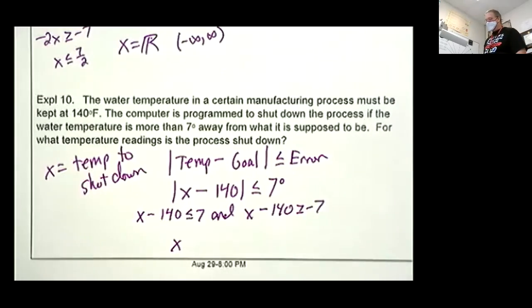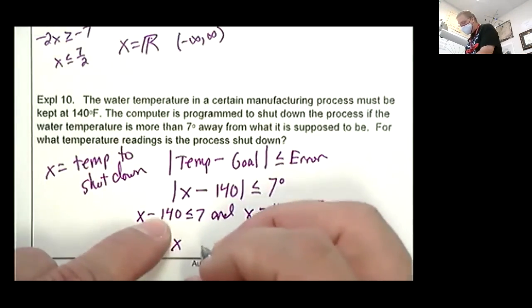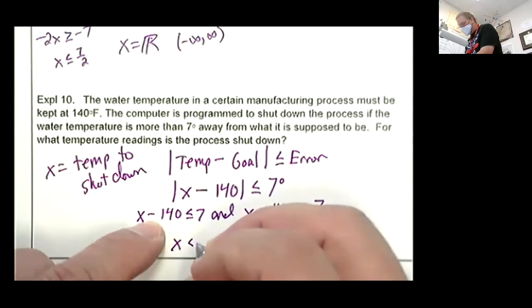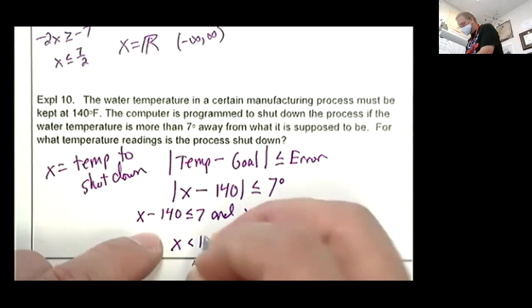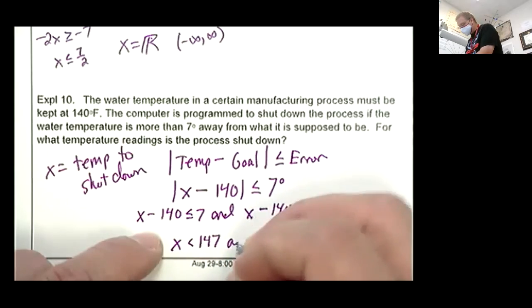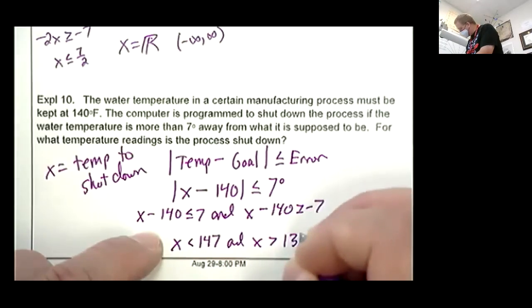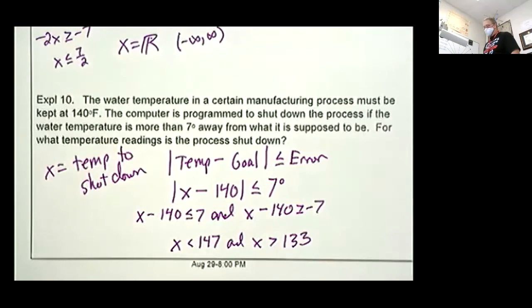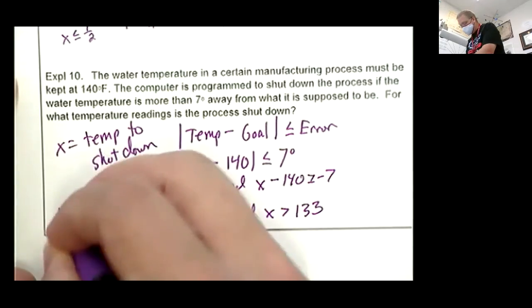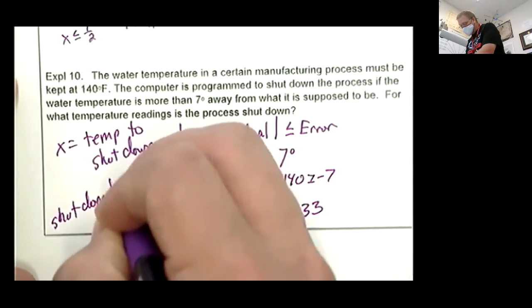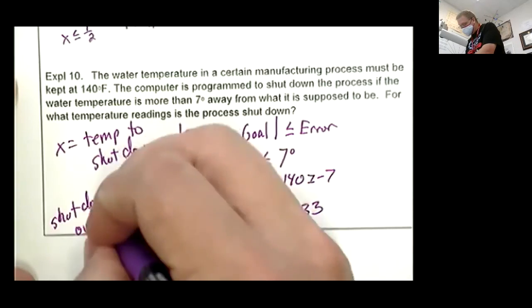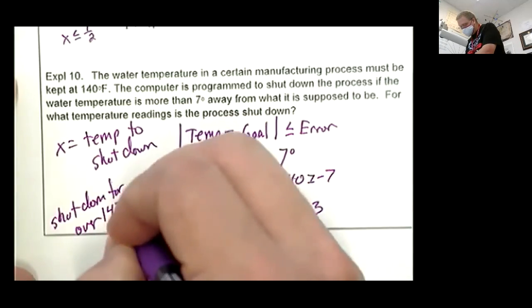Now I want to solve. If I add 140, there is my 147. So for what temperature readings is the process shut down? So here's the processes that work, right? We're in between this range. Anything between 133 and 147, we're good. What temperature do we shut down? So we're going to shut down for over 147 and under 133.